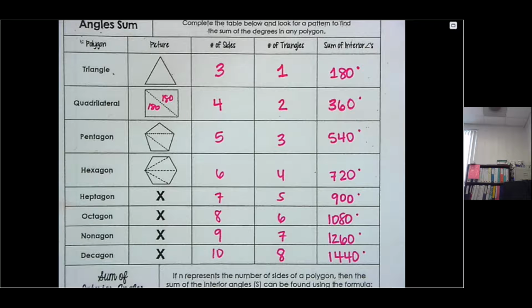So 180 times what? So times 29. So let's think about this for a sec. Let's look. Pentagon, did you do 5 times 180 to get this? What did you do? You did 3 times 180. Why? Because you're talking about the number of triangles. So a 5-sided figure has 3. A 6-sided figure has 4. Are you noticing the pattern?